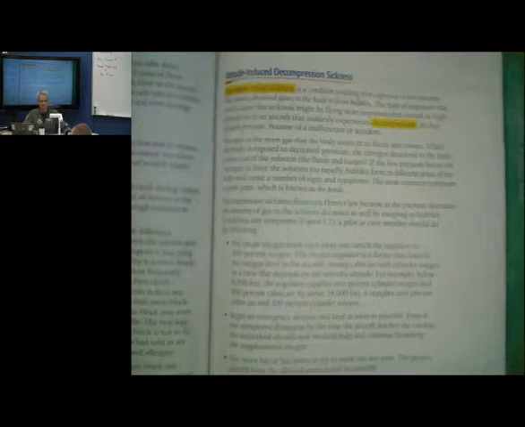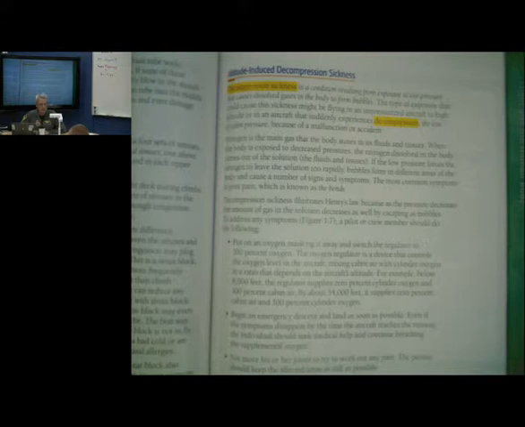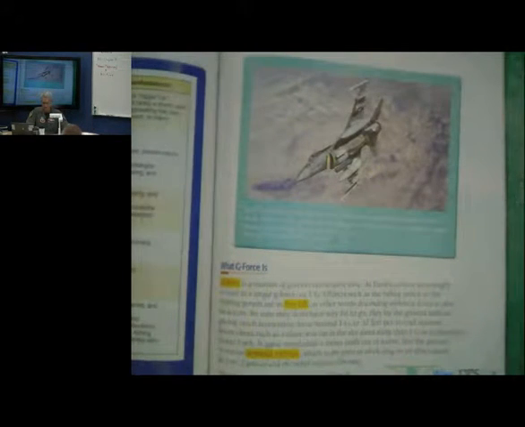The condition resulting from exposure to low pressure that causes dissolved gases in the body to form bubbles. Yes, that doesn't sound very good, to have bubbles of gases in your body. What kind of sport is this most likely to be associated with? Scuba diving. Yes.